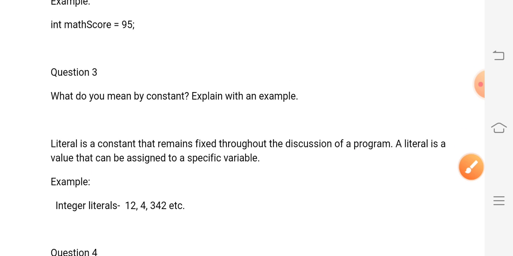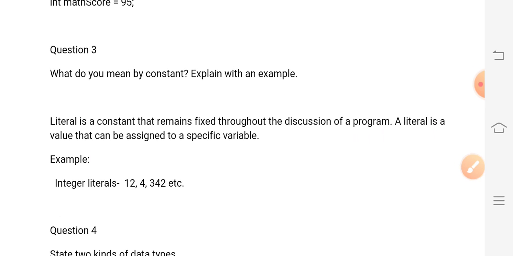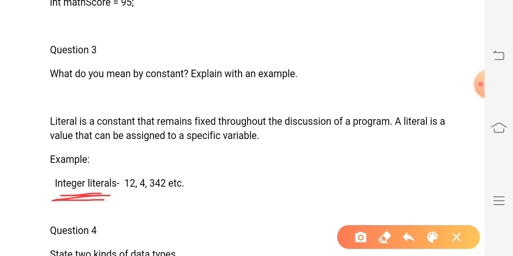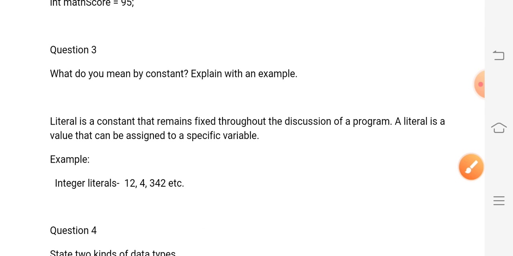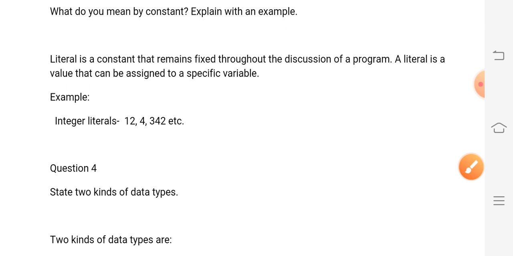Question number 3, answer. What do you mean by constant? Explain with example. And here for the example I have taken integer literal. Integer के लिए हमने लिया है 12, 4, 342. But it is not compulsory that I can take only positive numbers. Integer literals can also take negative numbers, like I can also use minus 328. This is also correct, integer literal. So example depends on you, but it should be correct.